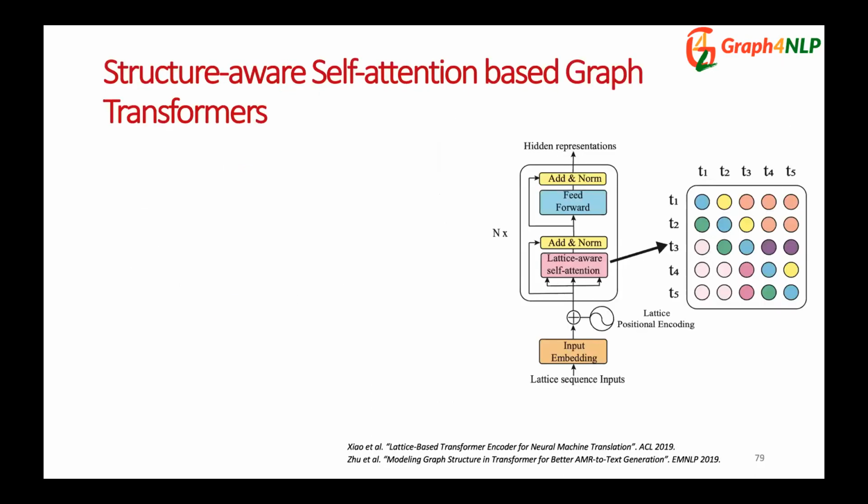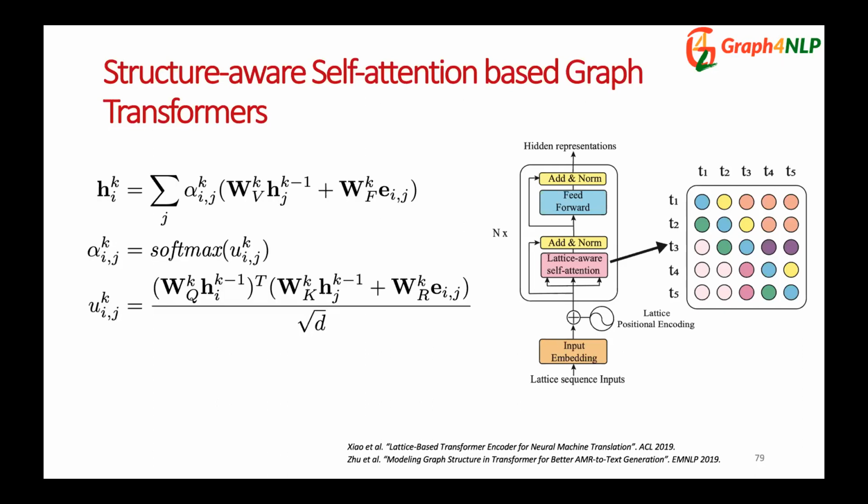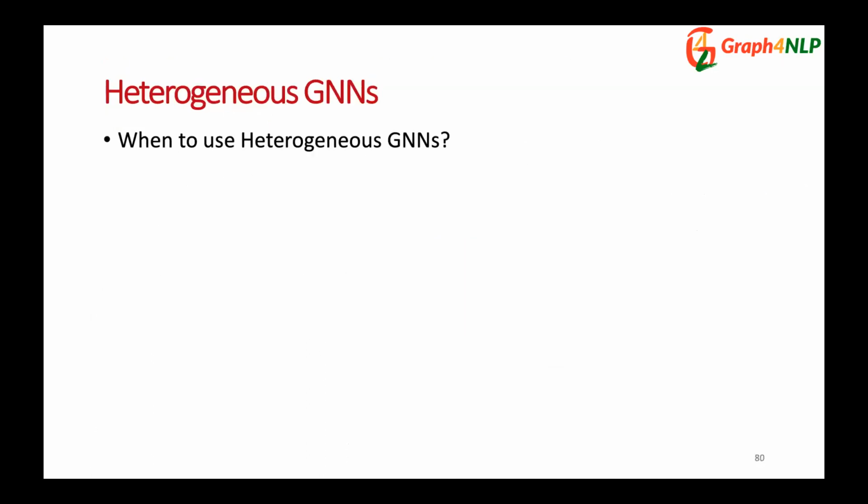And the second type of multi-relational graph transformers we call structure-aware self-attention-based graph transformers. As we can see here, in order to respect the graph structure of the input data, we introduce edge embeddings into the self-attention mechanism of the vanilla transformers. As a result, the model can better utilize the graph structure information of the input data.